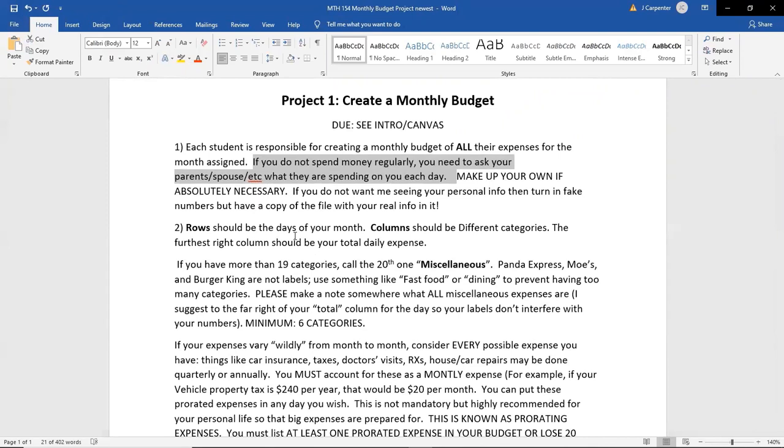I don't care if I have student A who has $10,000 worth of expenses in a month and student B who's got $10 worth of expenses in a month. That's not what's being graded on. Again, it's, did you actually do this task?